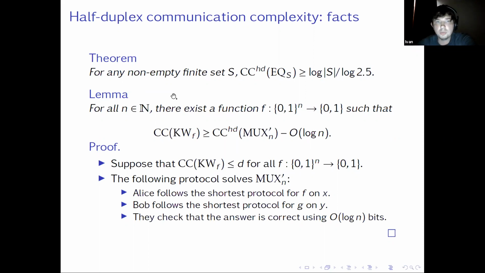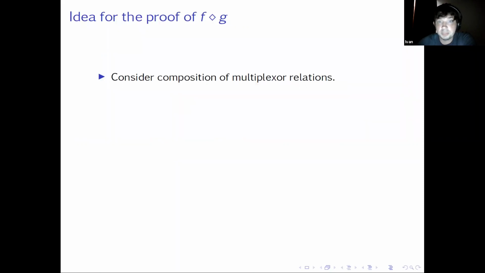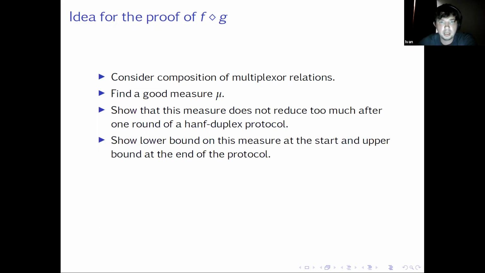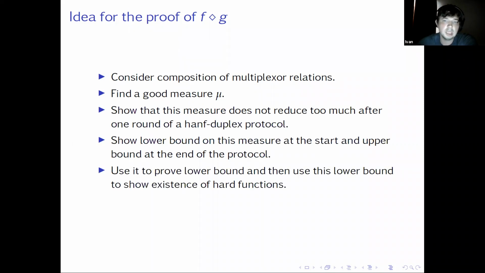That's it. And we actually have tools, right, to prove lower bounds for this model, as I told you. So what I encourage you to do is to consider composition of multiplexer relations, find a good measure, and show that this measure doesn't reduce too much after 1 round of a half duplex protocol, right? This part is usually very simple for normal communication, and could be quite tricky for the half duplex. Sorry for the typo there. And then you just need to show a lower bound and an upper bound on that measure at the different points of the protocol, use that to prove existence of a hard function and show that P is not equal to NC1. That's the plan, and yeah, that's it.